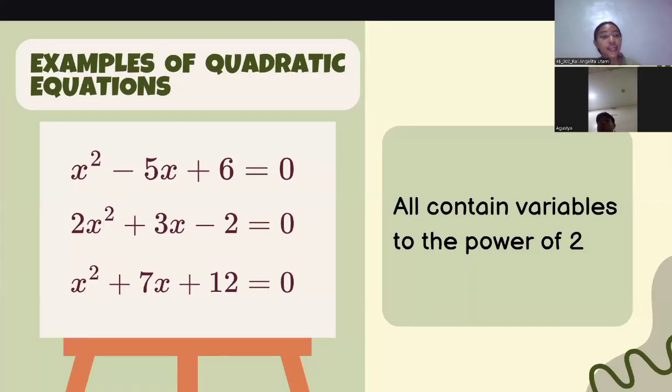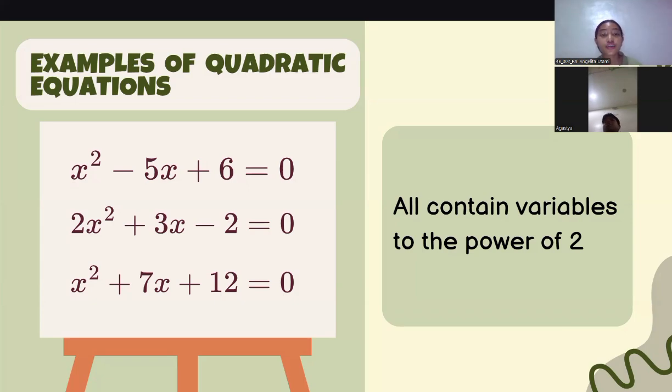Now, let's move on to the next slide. Here, we can see some examples of quadratic equations. On the left side, we have 3 different equations. Let's read them together. First, x squared minus 5x plus 6 equals 0. Second, 2x squared plus 3x minus 2 equals 0. And third, x squared plus 7x plus 12 equals 0.